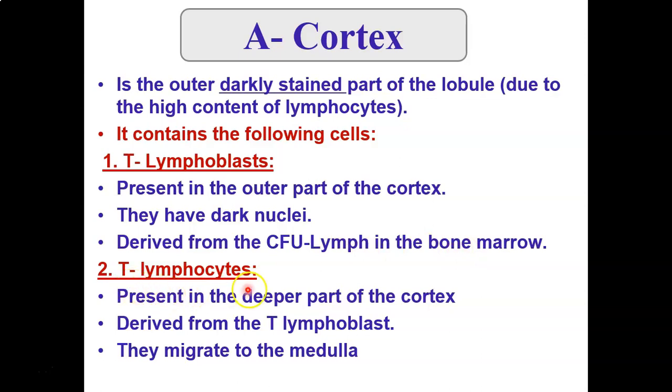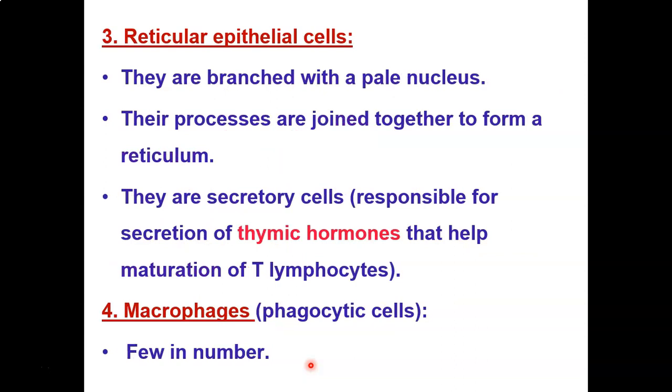Number 2, T lymphocyte. Yes, it is present in the deeper part of the cortex. The T lymphoblast transforms into T lymphocytes derived from T lymphoblast, and then it will move to the medulla to leave the thymus and go to the blood. Number 3 is the cell that helps in maturation, secretes hormones and forms the blood thymic barrier.